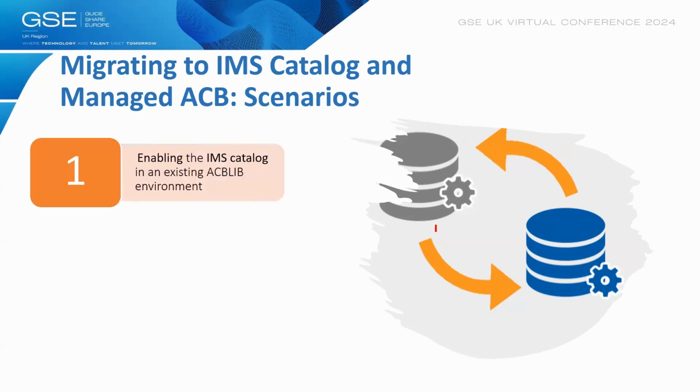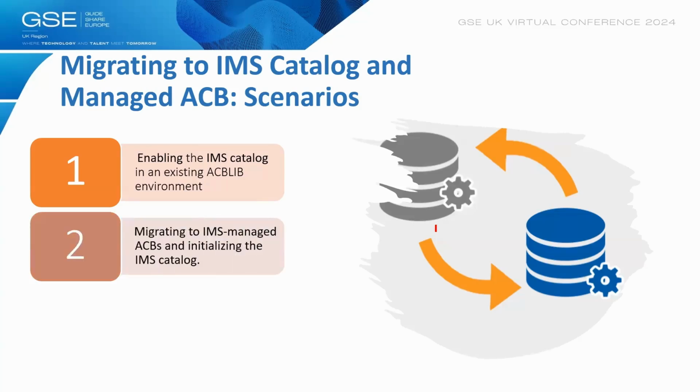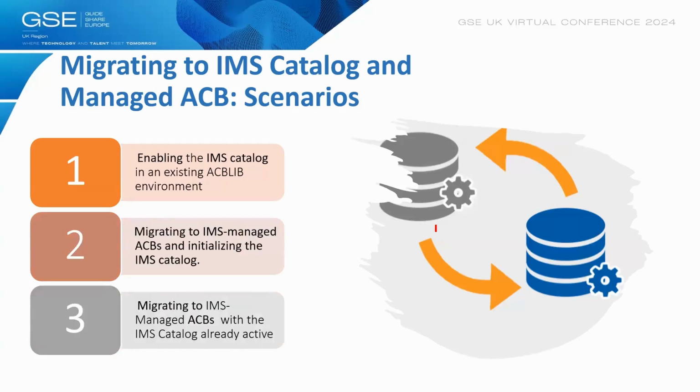scenarios. So here, the first scenario is enabling the IMS catalog in an existing ACB environment. Here we are just talking about enabling the catalog, not the IMS managed ACBs. The second one is migrating to IMS managed ACBs and initializing the IMS catalog. And the third one is migrating to IMS managed ACBs with the IMS catalog already active. For the customers who have already gone through scenario one and have their environment set up with the catalog and the ACB libs, I think scenario three would be of greater interest.